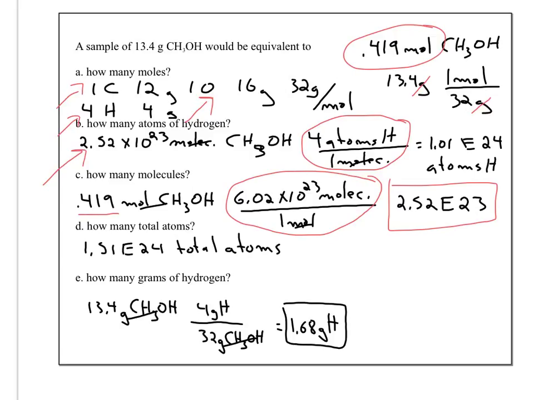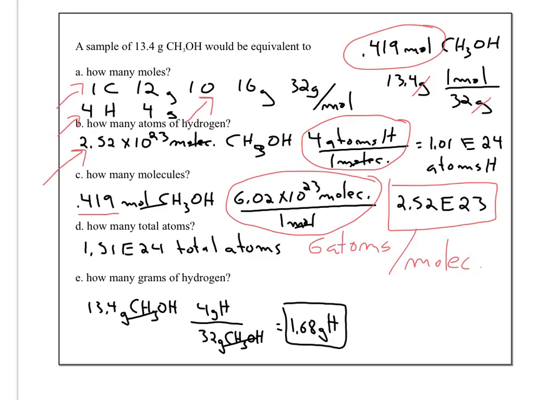All right. For total atoms, the only thing that's different from B is you're just multiplying times the factor of 6 atoms per molecule. So that's 1 carbon, 4 hydrogens, and 1 oxygen for a total of 6.